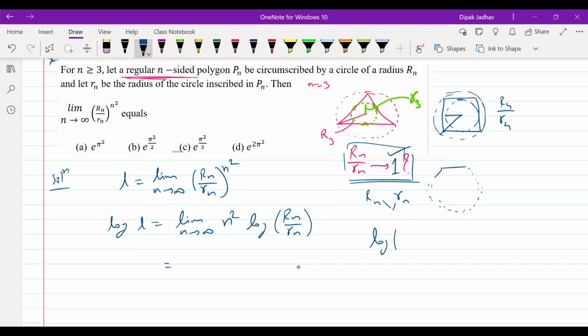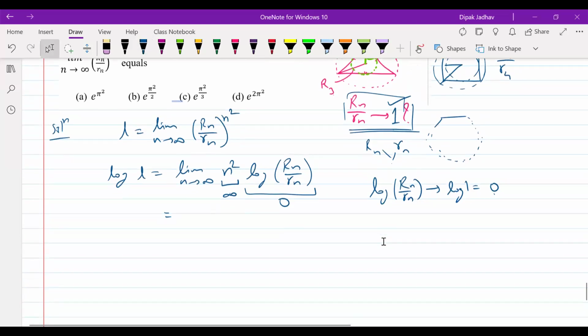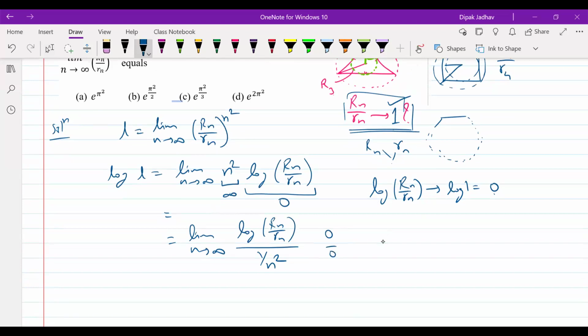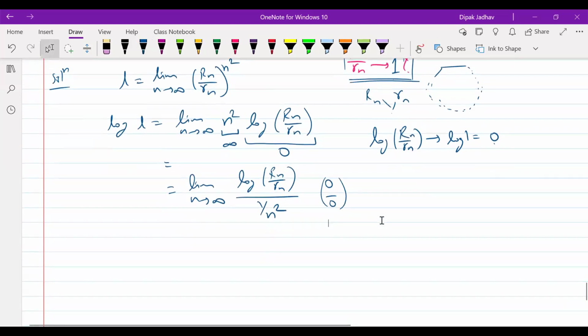So where does log of Rn upon rn go? Log 1, that is 0. Zero, sir. So this is something like 0 and this is something like infinity. How do we tackle such a limit? Sir, we can write log of Rn by rn into 1 by n square. You need to convert it to either infinity by infinity or 0 by 0 form. So if I convert into 0 by 0 form, I get log of Rn upon rn divided by 1 by n square. Now it becomes 0 by 0 form, so we can apply L'Hopital rule. Is it okay?